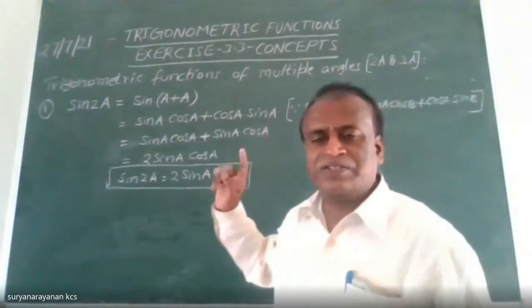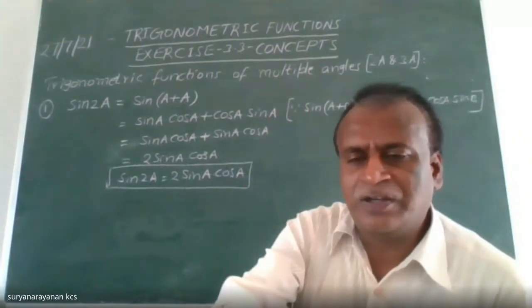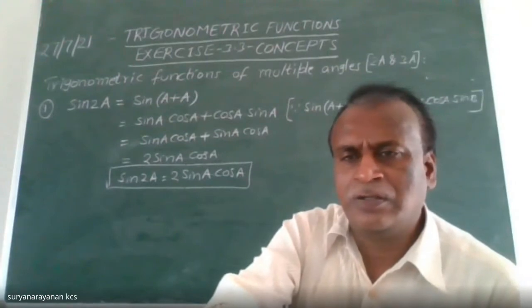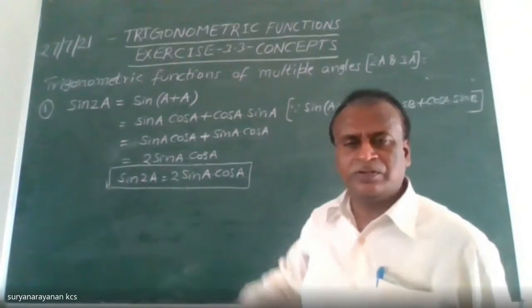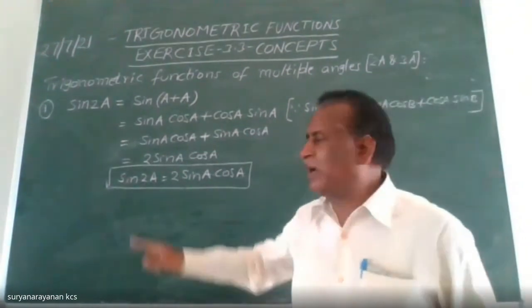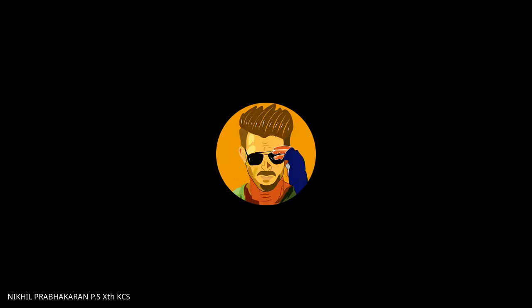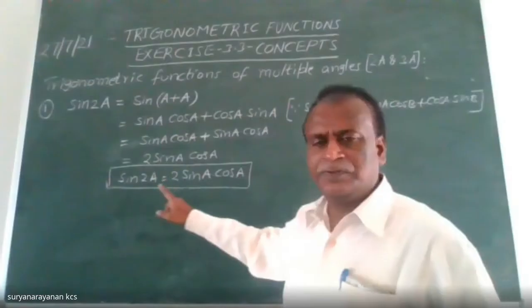Once all of you read this formula, very fast, quickly read this formula one by one. Sin 2A is equal to 2 sin A cos A. Percy, read this formula. Very good. Nikhil. Sin 2A is equal to 2 sin A cos A. Very good. Maria, read this. Sin 2A is equal to 2 sin A cos A. Very good.